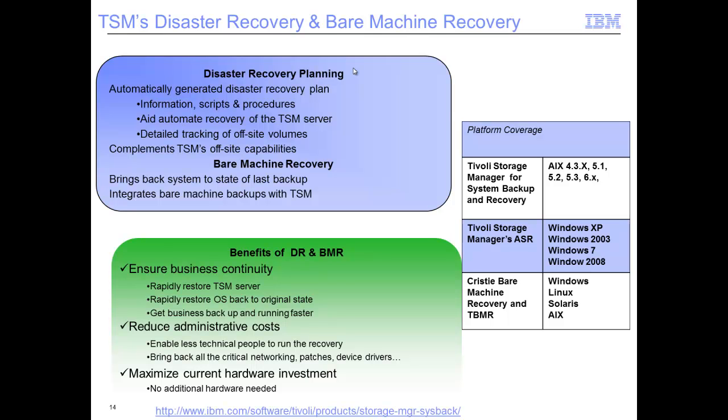We also have our Tivoli Storage Manager for system backup and recovery, which does bare metal restore for AIX machines. And then we have Christie Bare Machine Recovery and TBMR. They're two products which will work on Windows, Linux, Solaris, and AIX machines. So the nice thing about all three of these solutions is that the bare machine recovery is part of its normal daily backup, just like your file system backup. So it is integrated directly with your Tivoli Storage Manager server and your nightly backups.